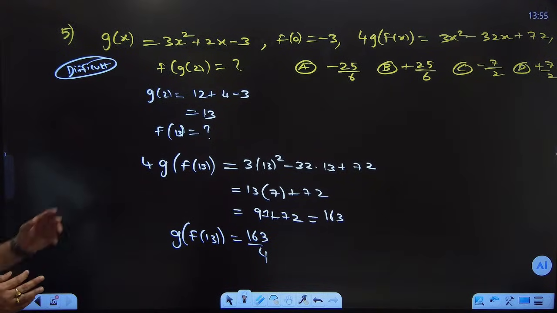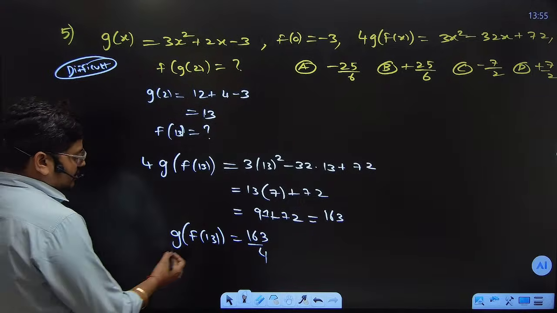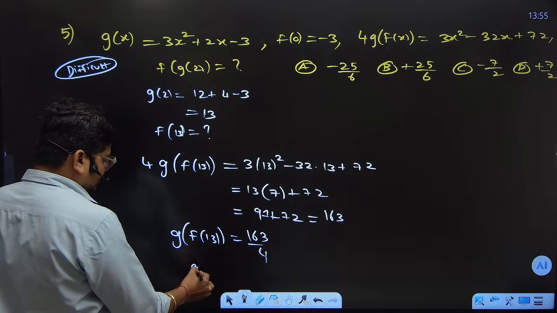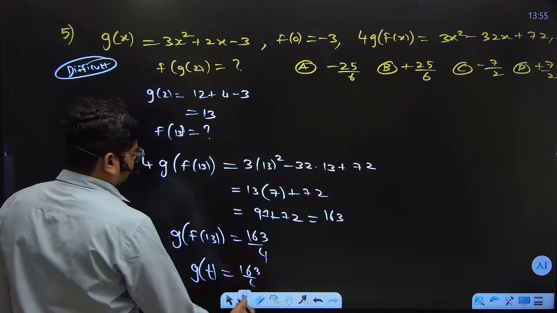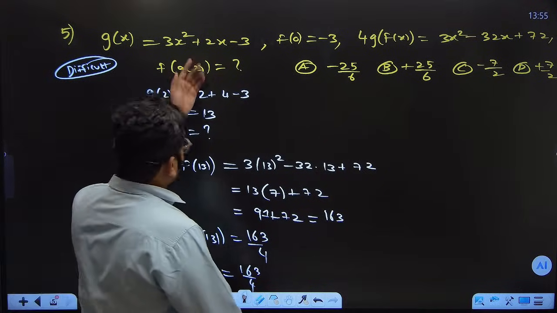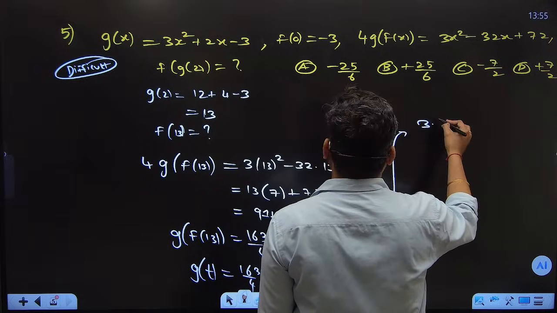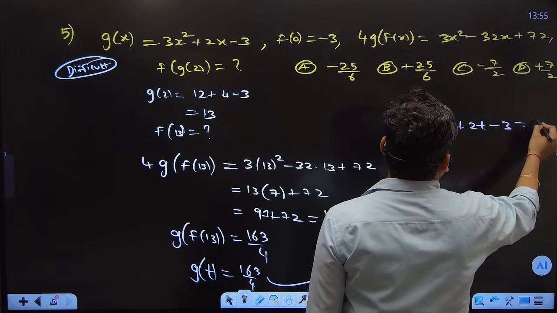And I am trying to calculate the f of 13 value. So you can do one thing: I'll take f of 13 as t. I don't know what it is, I'm assuming it is t. So g of t is equal to 163 by 4. I know the g function is this, so now I get 3 times t square plus 2t minus 3 is equal to 163 by 4.